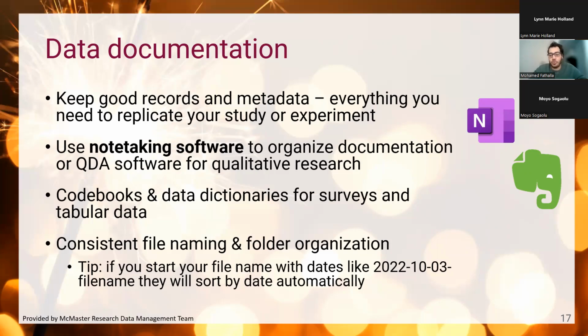You can also utilize consistent file naming and folder organization so that accessibility to your data wouldn't be an issue, whether you are handing off a project or working on a long-term project. Making sure that you have consistent naming for each project is crucial. For example, if you start your file name with dates, like 2022, 10, 3, then the files will sort by date automatically, and you wouldn't have any issues. And if the file name is important, you can start with the file name. So you find the most characteristic information of the file and you make it the file name.